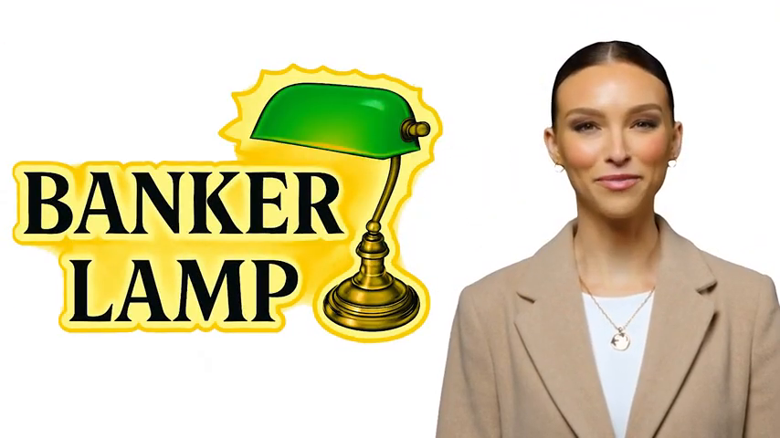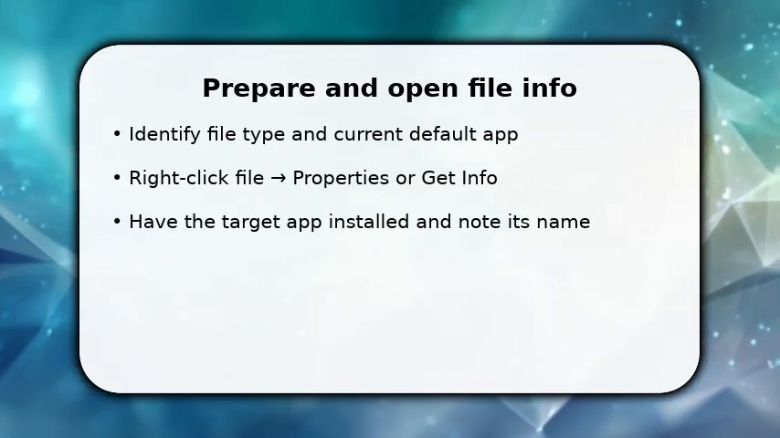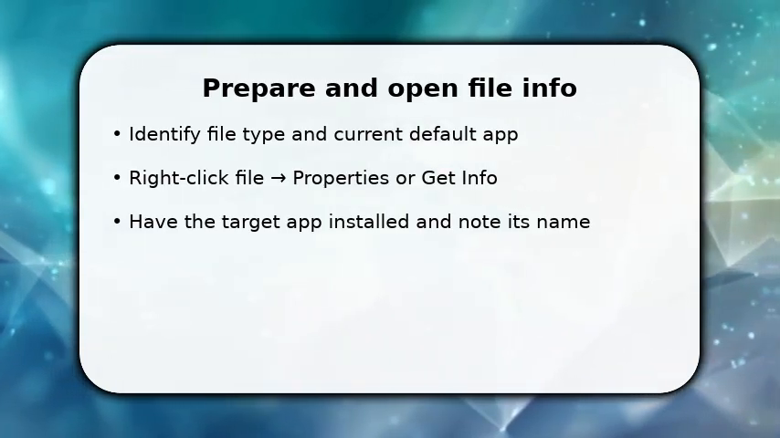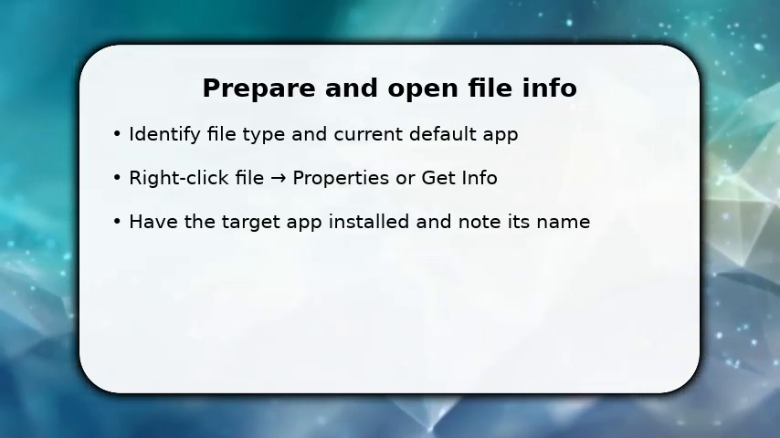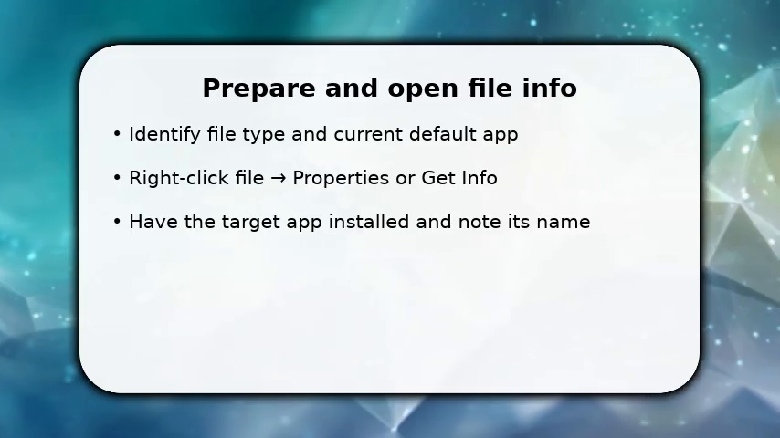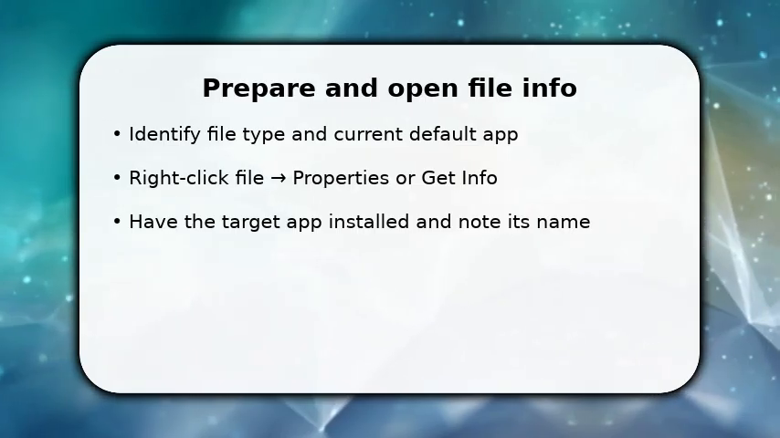You start by confirming the file type and why you want a new default. This matters because associations determine double-click behavior. Right-click the file and open Properties on Windows or Get Info on Mac. Once done, locate the section that shows the current default app so you can change it.